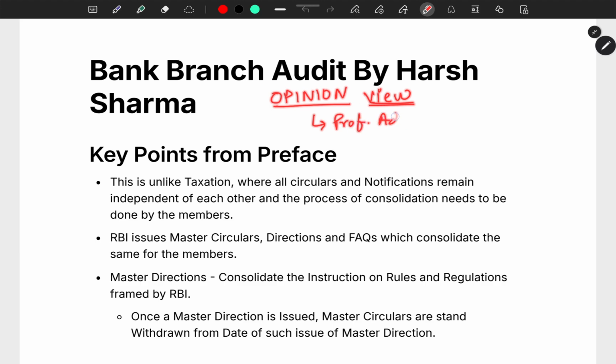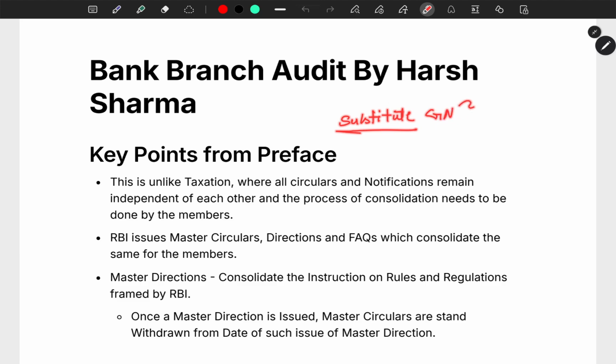It's not professional advice, first of all, and most importantly, it is not a substitute to guidance notes by ICAI, regulations, rules, and master circulars and directions by RBI. It's no substitute to any of these. Right, let's get on with it.